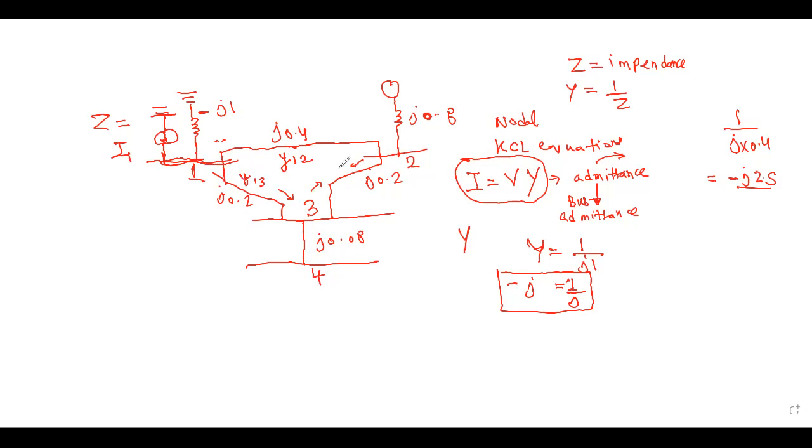Between 2 and 3, okay, Y23. Very good. Nice. Between 3 and 4, what would be the line? Y34. So we have this first value assigned.